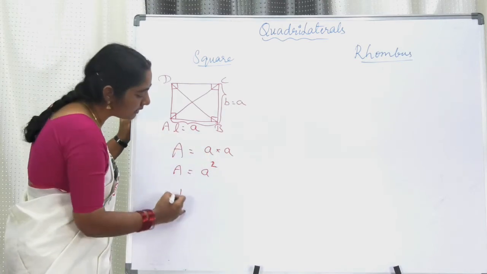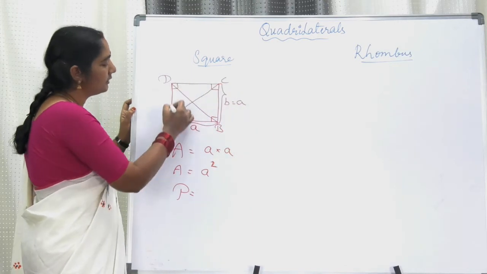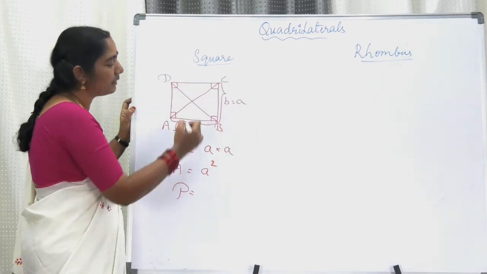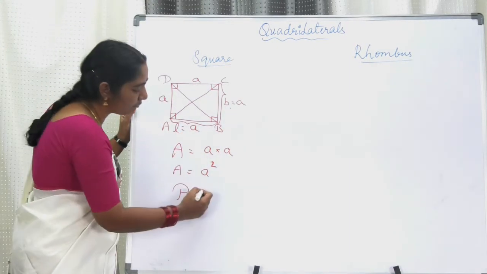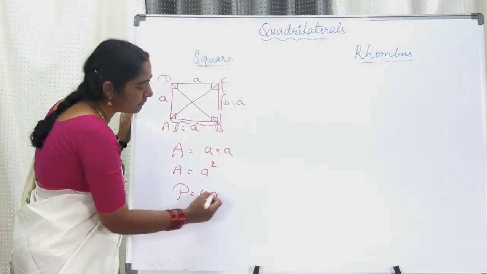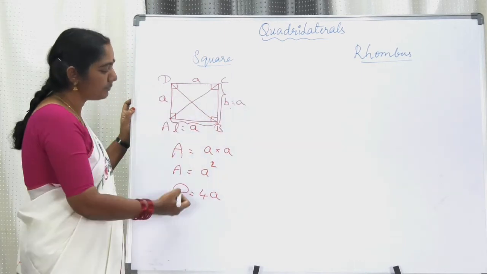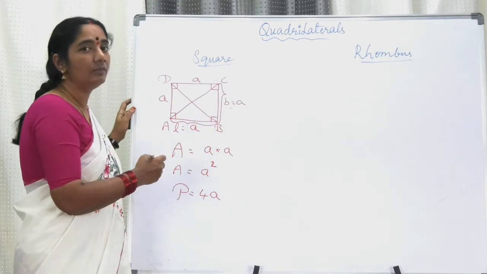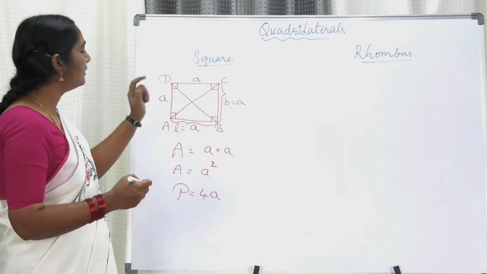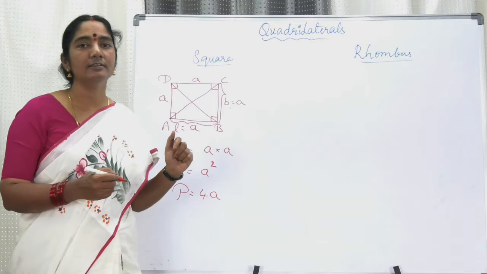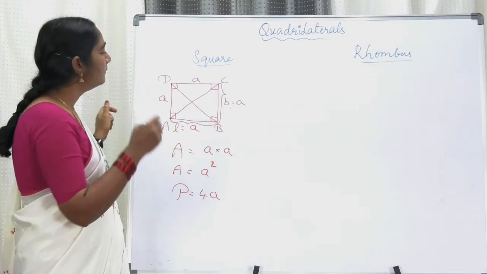Next is the perimeter. Perimeter is nothing but this length plus this length plus this length. Length of all sides gives the perimeter. So A plus A plus A plus A is nothing but 4A. So adding all these gives the perimeter, which is the circumference of a square. So my dear friends, now you understood the area of a square and the perimeter of a square.